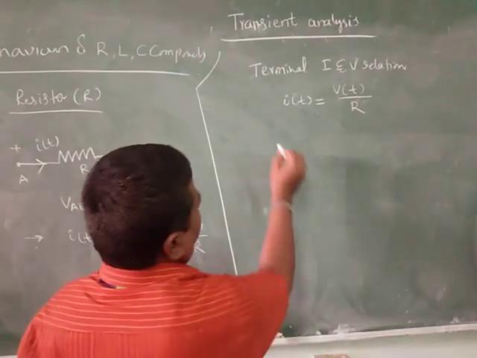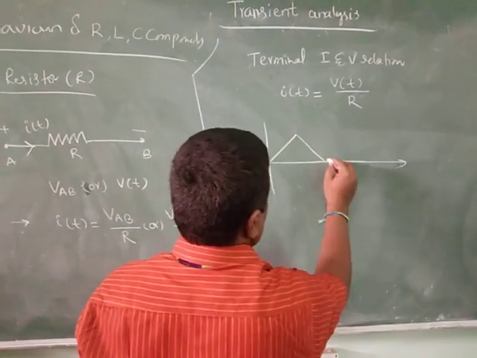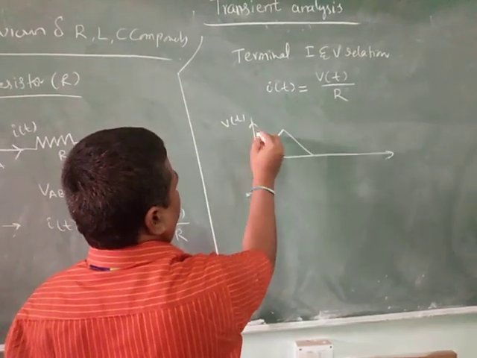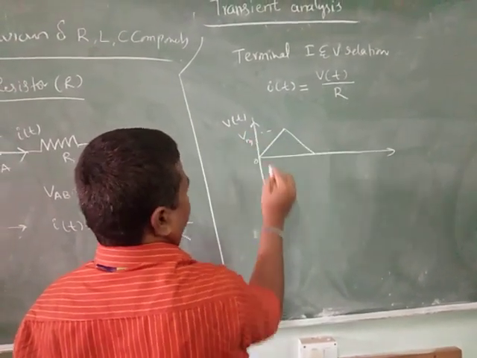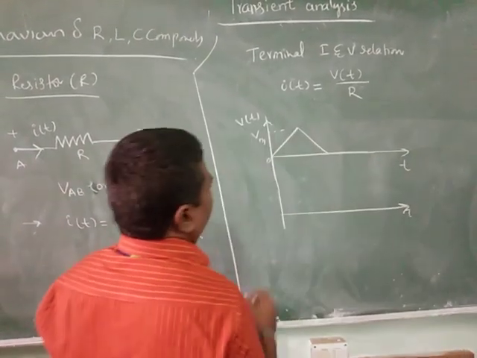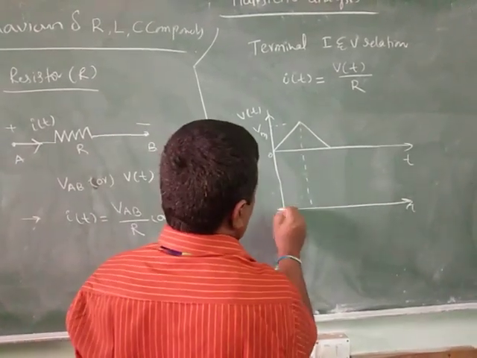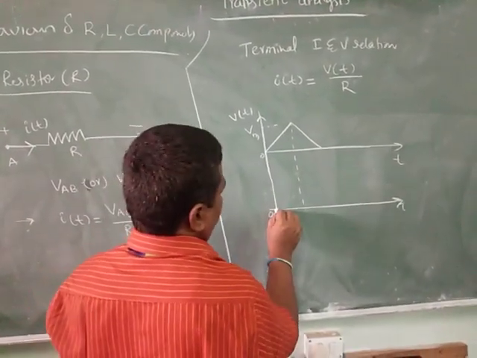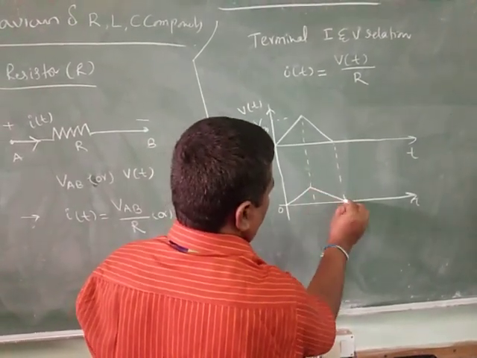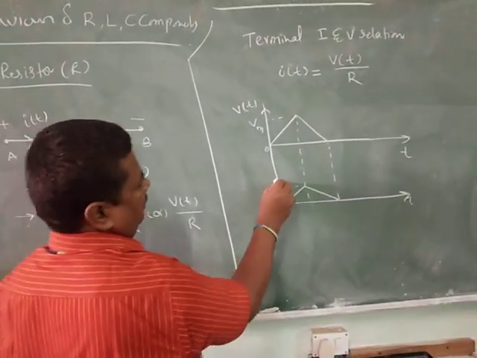Now consider some time varying voltage. Now this is the voltage, here it is V of t. Now coming to the current. The current also has the same shape as the voltage response, and the only thing is that it is divided by R. Now this is I of t.